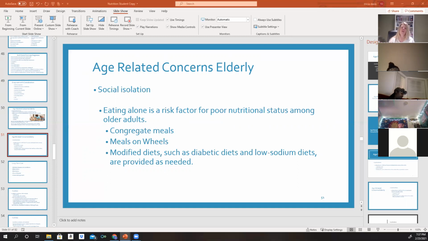You want to make sure that you are modifying their diets as needed. So if they're diabetics, you want to make sure they're on their diabetic diet. If they have heart issues, make sure they're on low sodium diets. Make sure they're on renal diets if they have those kidney issues. And then you can try and recommend that if they have family that's involved, that maybe they do a weekly dinner during a certain time. They could take turns so that way their loved ones aren't eating alone.